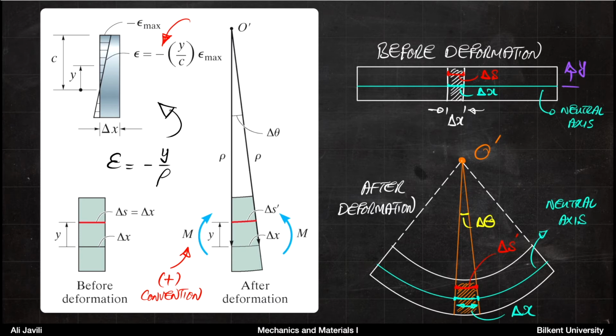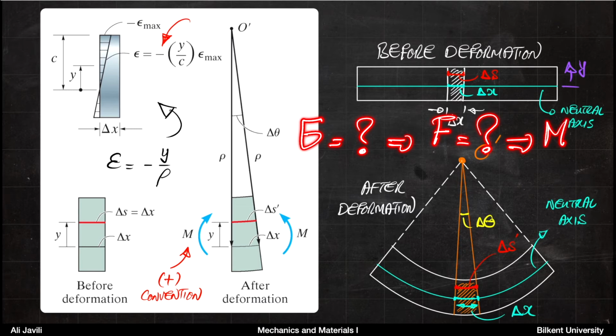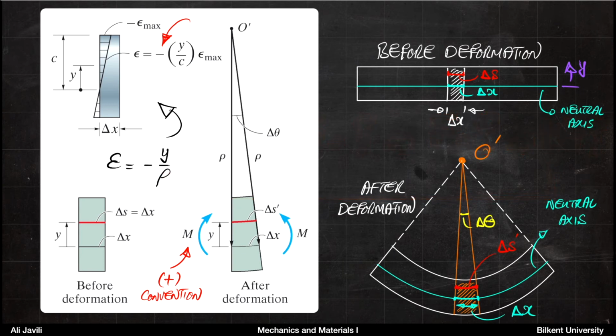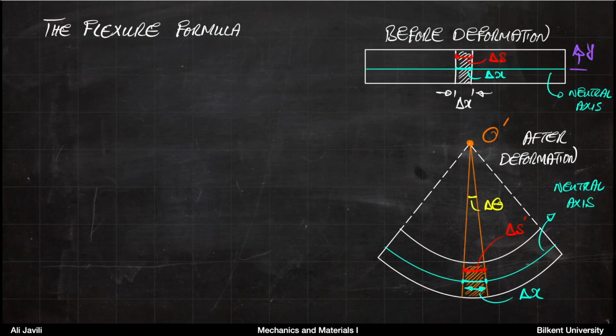So equipped with this picture, what we want to do next is to calculate the so-called flexure formula. So we want to know what happens to stress, and from stress we want to calculate forces, and from forces we want to calculate moment. And if we do that, then basically we have managed to connect moments to deformation. All right, so what we want to do now is to derive the so-called flexure formula.